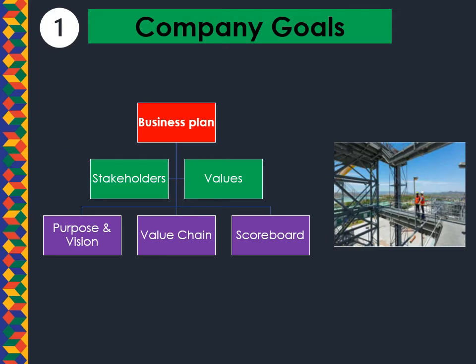Step 1 of the toolkit, company goals. This learning unit will always be customized to the specific company, and the purpose of this unit is very simple. A supervisor needs to align his or her goals to the company's business plan, to stakeholder expectations, to company values, purpose, vision, the value chain, and to the scoreboard or targets.